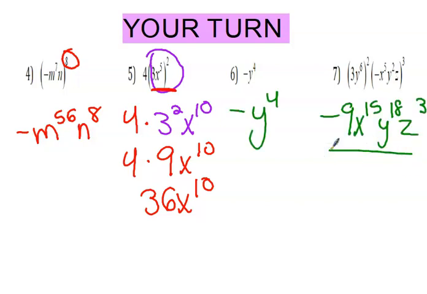All right, the next one, oh, sorry, number 6. You had negative y to the 4th. There was nothing to do on it. There was no x, there were no parentheses, no power of a power to do. And the negative stays because there was nothing to do with it. All right, number 7. Negative 9, x^15, y^18, z cubed. So that would be your final answer. So first, dealing with each of the parentheses on their own.